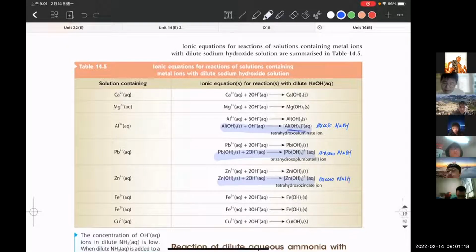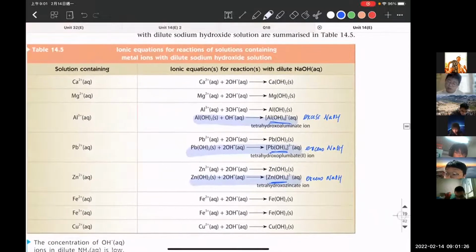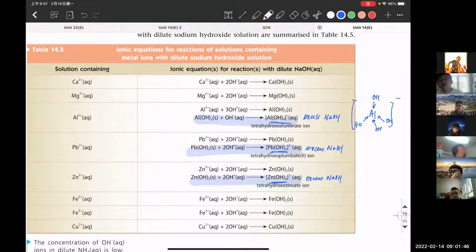So what is meant by complex? Complex is a very special chemical in which the structure is a little bit complicated. For example, Al bracket OH and then minus. So you will have this. The formula, the structure of this is like this. Can you see that? What is that arrow? Just remember the arrow. You may have heard it before in bonding.